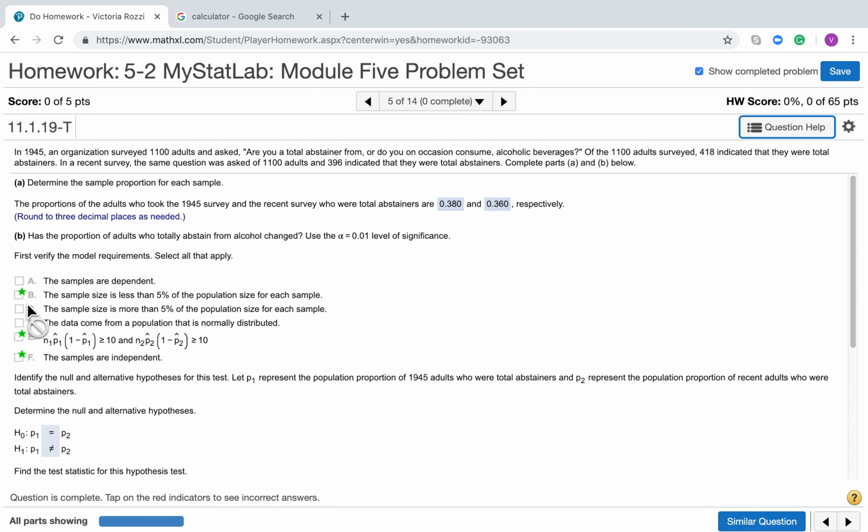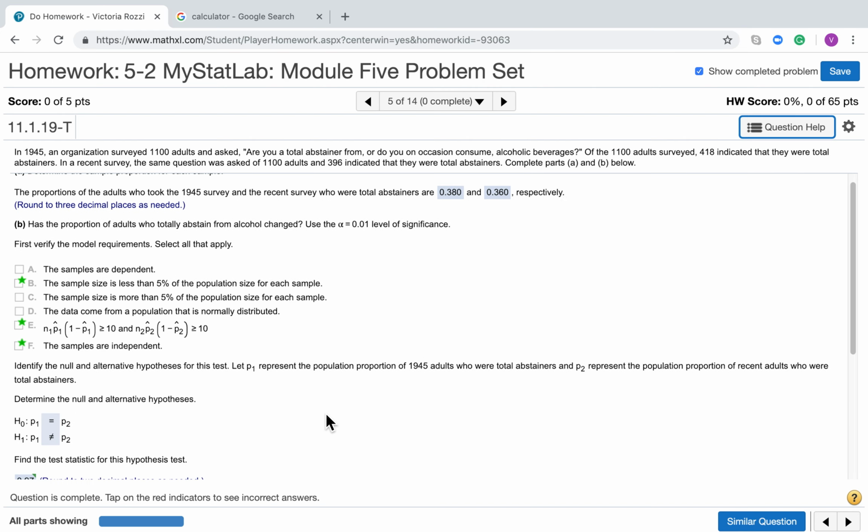The samples have to be independent. Okay, that's here on letter F. The sample size has to be less than 5% of the population for each sample, so that's there. And you have to have n times p hat times 1 minus p hat greater than or equal to 10 for both samples. So you do want to calculate that to make sure that's true. As for the sample size being less than 5% of the population, 1,100 adults is definitely less than 5% of the entire population of adults. So definitely that's going to be true.